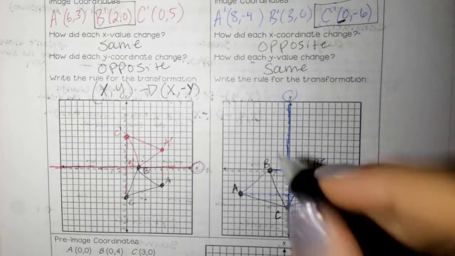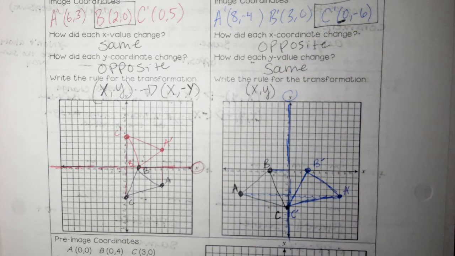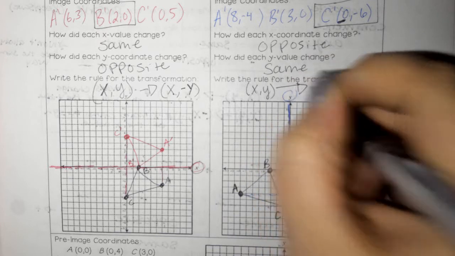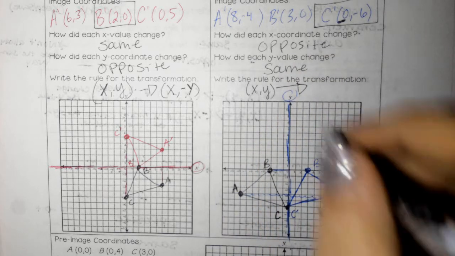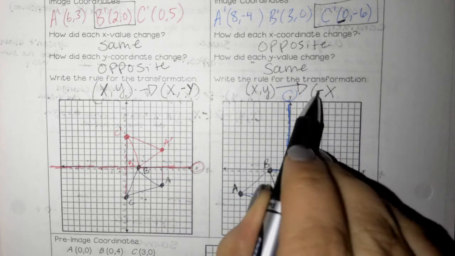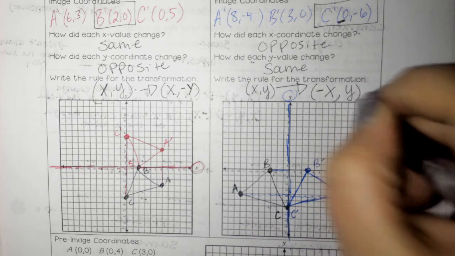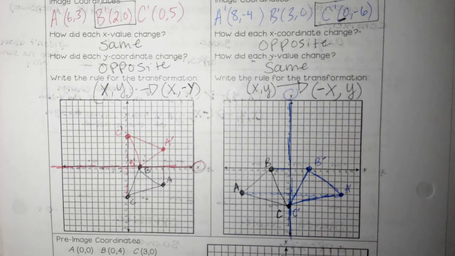Writing the rule for the transformation, we'll start with x comma y, normal ordered pair. To show a transformation, we draw the arrow. X's become their opposites, so we write a -x to show that the sign of x is changing. And then the y value stays the same.